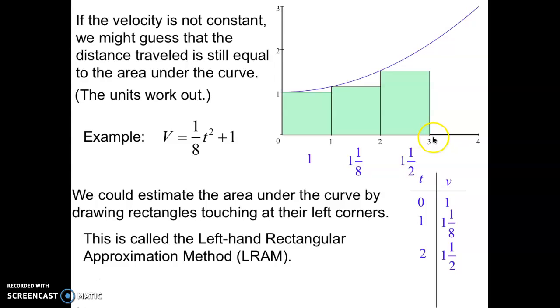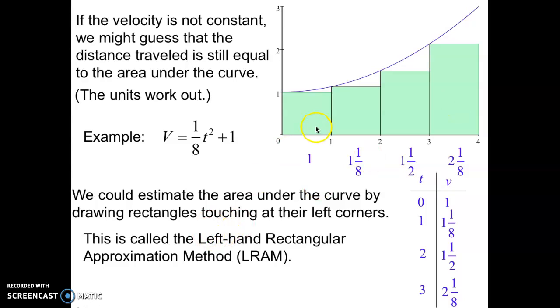And then lastly, I'm going to go to the curve and draw a rectangle so that its left corner hits the curve with an input of t equals 3. To find the area of this rectangle, I need to know its length, which is equal to the value of the curve when time equals 3. So I put 3 in here. 3 squared is 9. 9 divided by 8 is 1 1/8. Plus 1 is 2 1/8. The area of this fourth rectangle is 2 1/8.